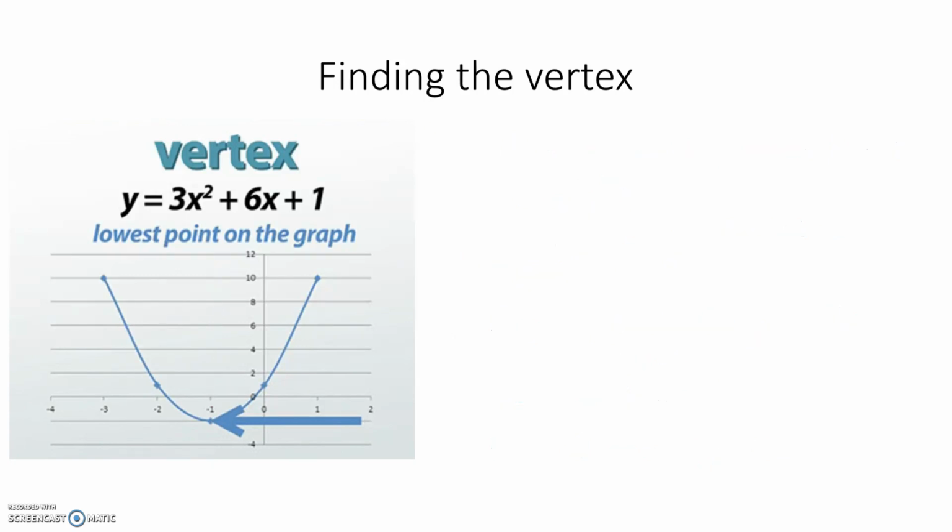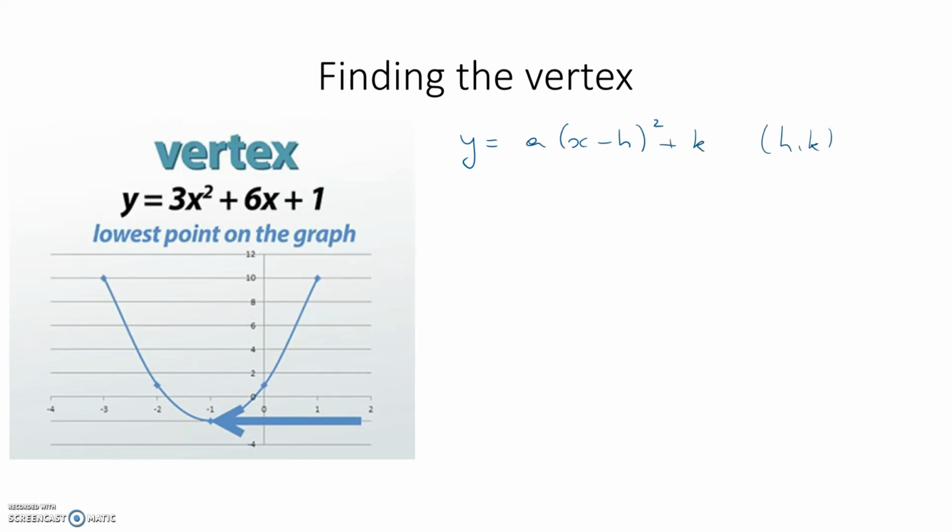We can do it another way. We can do it a more mathematical way, I suppose. We can rewrite the quadratic as y equals a times (x minus h) squared plus k, and then again h and k are the coordinates of the vertex.